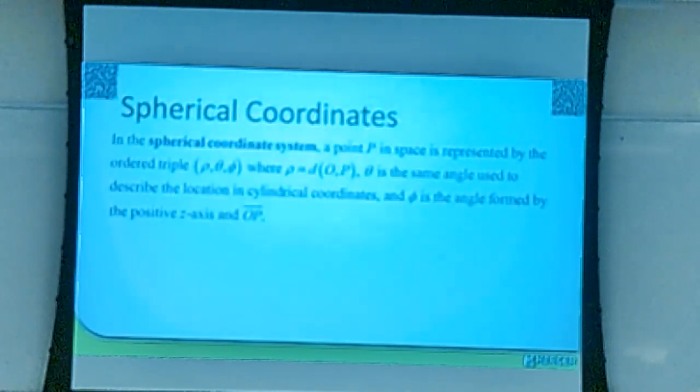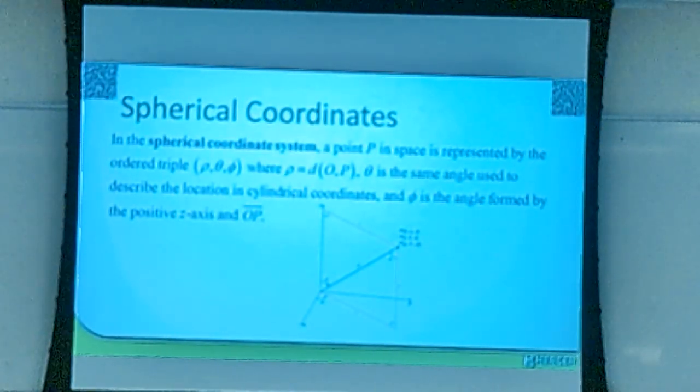It's represented by an ordered triple rho, theta, phi. Rho is the distance from the origin to the point. Theta is just the angle that's used in cylindrical. Phi is the angle formed by the segment OP with the positive z-axis. When finding theta, you're just looking at the projection of your point onto the xy-plane, and then you find the angle that the line segment from O to that projection makes with the positive x-axis.